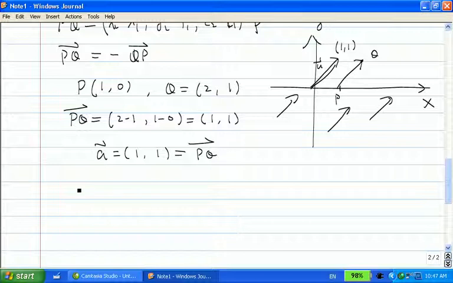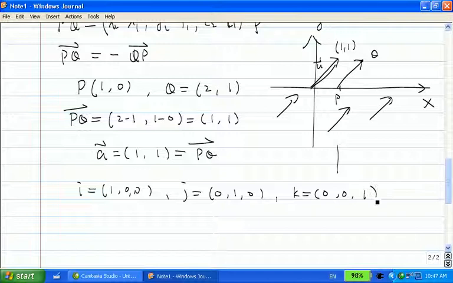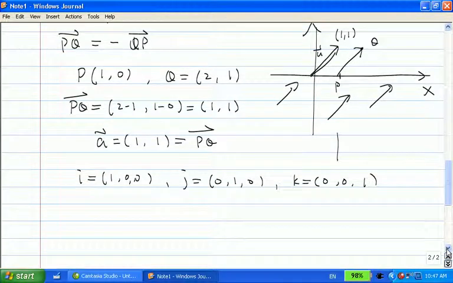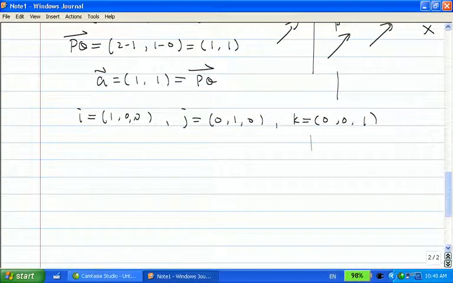And there are three vectors that are very important. One is I, which can be written as 1, 0, 0. And J there, let me write all of them, J is 0, 1, 0. And K here is 0, 0, 1. These are three very special vectors, along the X, Y, and Z axes.